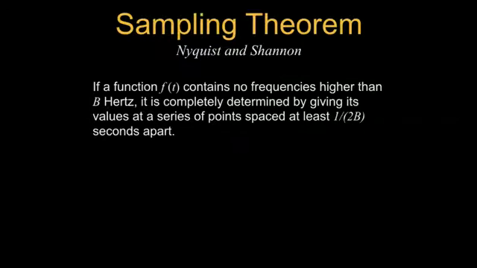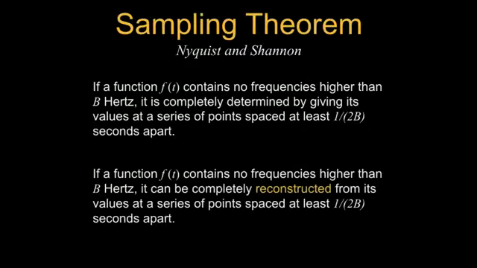So what does this mean? Well, another way to look at this statement is to look at how to recreate the signal. And this theorem can also be read as, if a function f of t contains no frequencies higher than b hertz, it can be completely reconstructed from its values at a series of points spaced at least 1/2b seconds apart. And this is very important. So the sampling theorem tells us how finely we have to sample in order to recreate the signal.